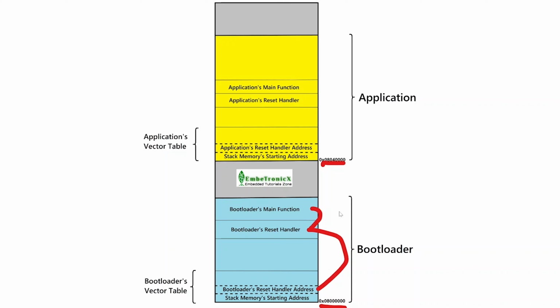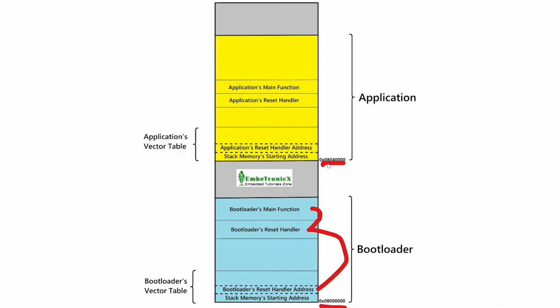In the bootloader's main function, we will do some other operations. In this example, I am not going to do anything except switch on and off the green LED. After that, we have to call the application. How will the bootloader call the application? Because it is a different binary and that application is a different binary, right?